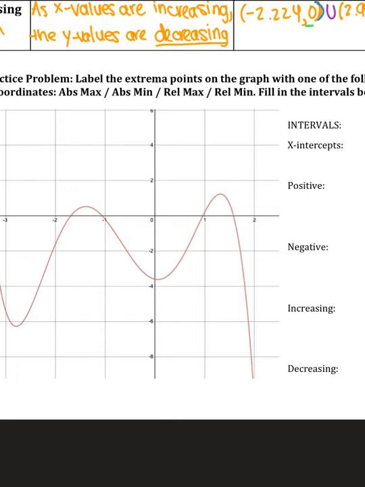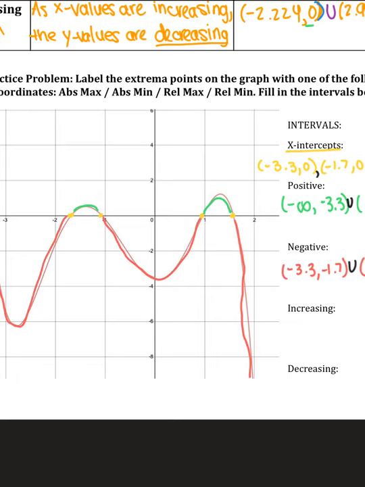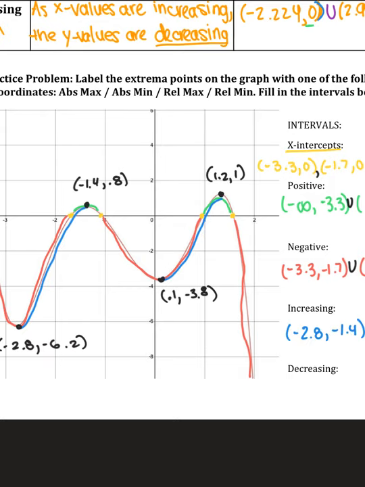Using a sketch of these graphs, try to answer the following questions. What are the x-intercepts for this function? Since these are points, make sure you put commas between them to indicate there are multiple points. These are not going to use u's like intervals. Where is the function positive? Notice I am using u's to show that there are multiple intervals. Where is the function negative? Where is the function increasing? And lastly, where is the function decreasing?